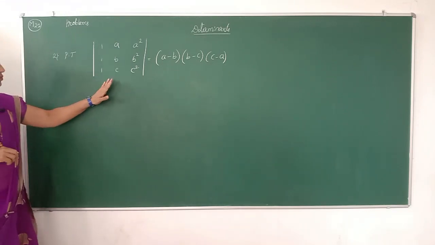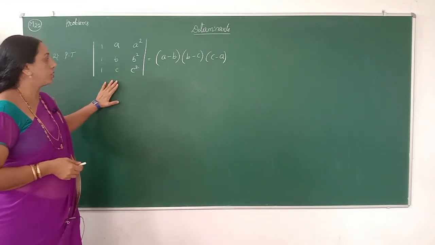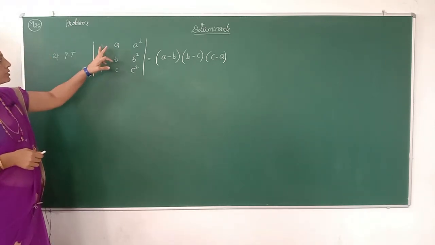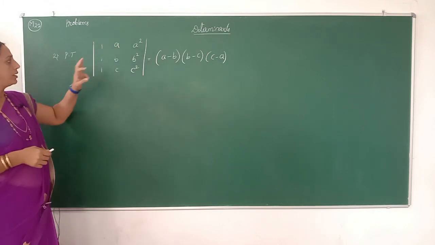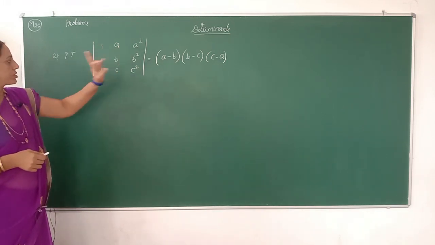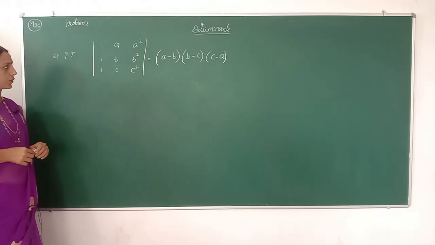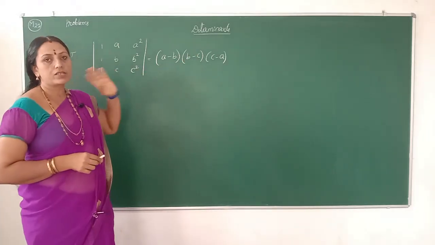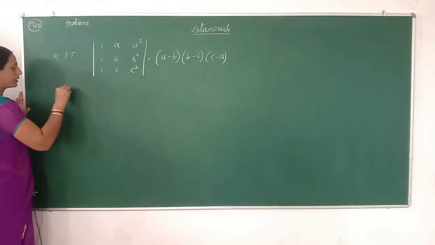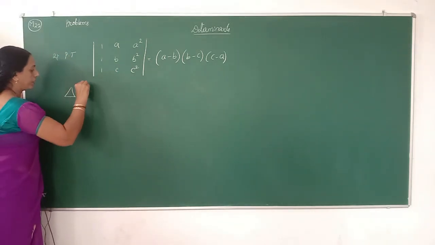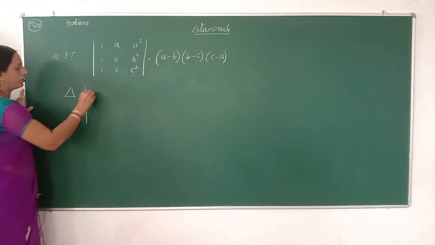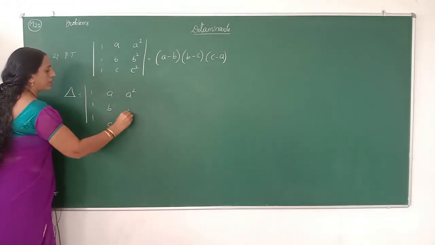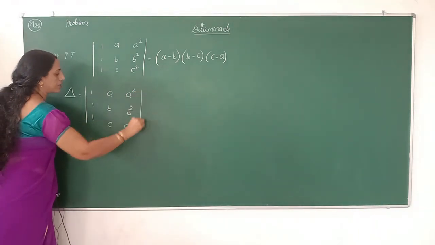In yesterday's class, one problem was done from the four-mark questions. That is the second one. Now, to prove that the determinant with first row 1, a, a square, second row 1, b, b square, and third row 1, c, c square is equal to (a minus b)(b minus c)(c minus a). First, consider the LHS as delta. Delta is equal to the determinant 1 1 1, a b c, a square b square c square.